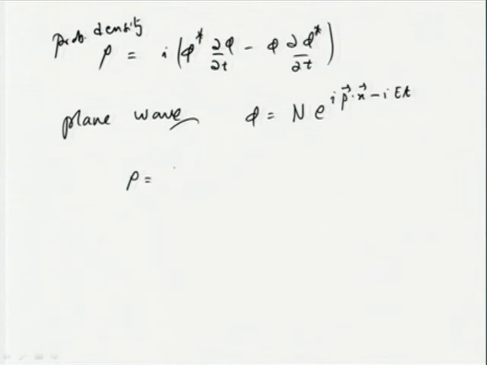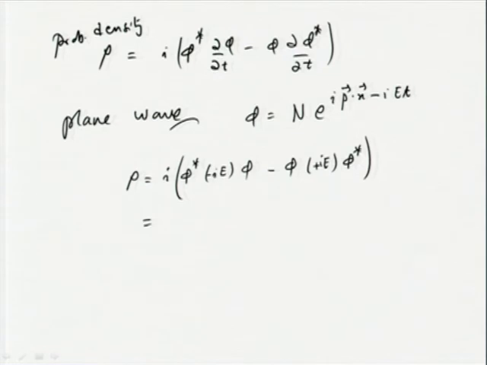Then rho is nothing but i phi star remains as phi star. ∂phi/∂t will take out minus i E and then phi itself, minus phi as it is. Phi star now will have an N star exponential minus i p dot x plus i E t. So, when I take the time derivative, it is plus i E that comes out and then phi star as it is.